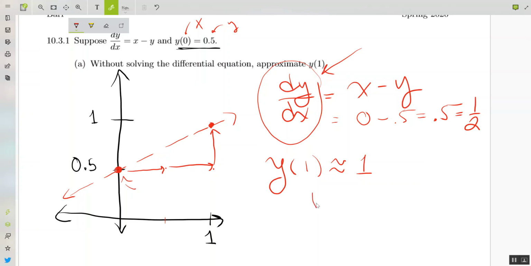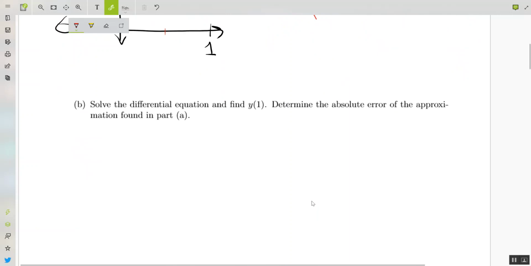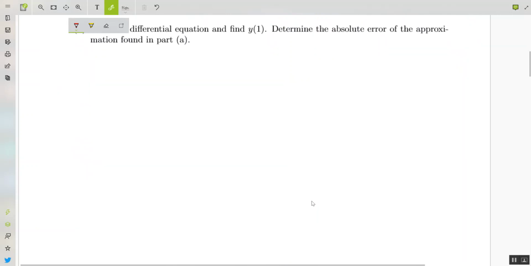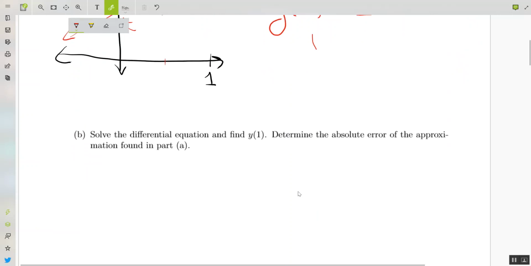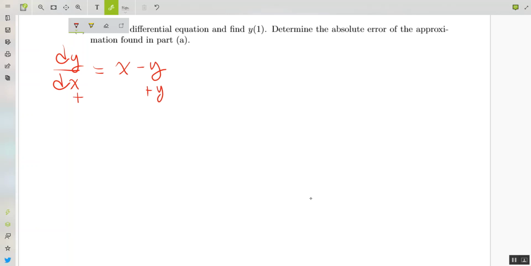I agree with you. Let's see what the actual solution is. So let's use the integrating factor to do the actual solution, and then we'll compare the approximation we just got of 1 to the actual value. So remember, I started out with dy/dx is equal to x minus y, so I'm just going to add y over to start because I need to make the integrating factor work correctly. And this is one that you can't solve by separation of variables, otherwise I would. So I'm just going to add y to both sides.